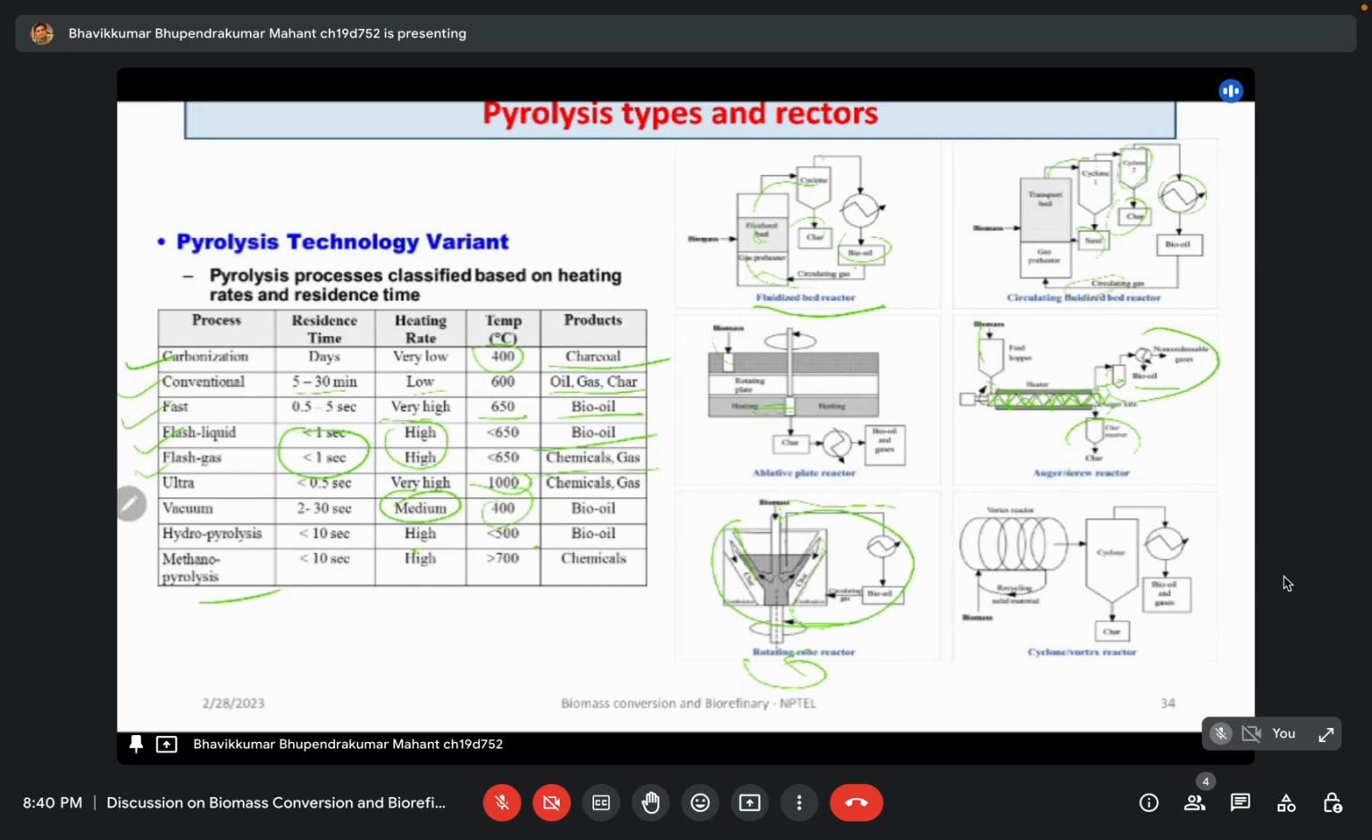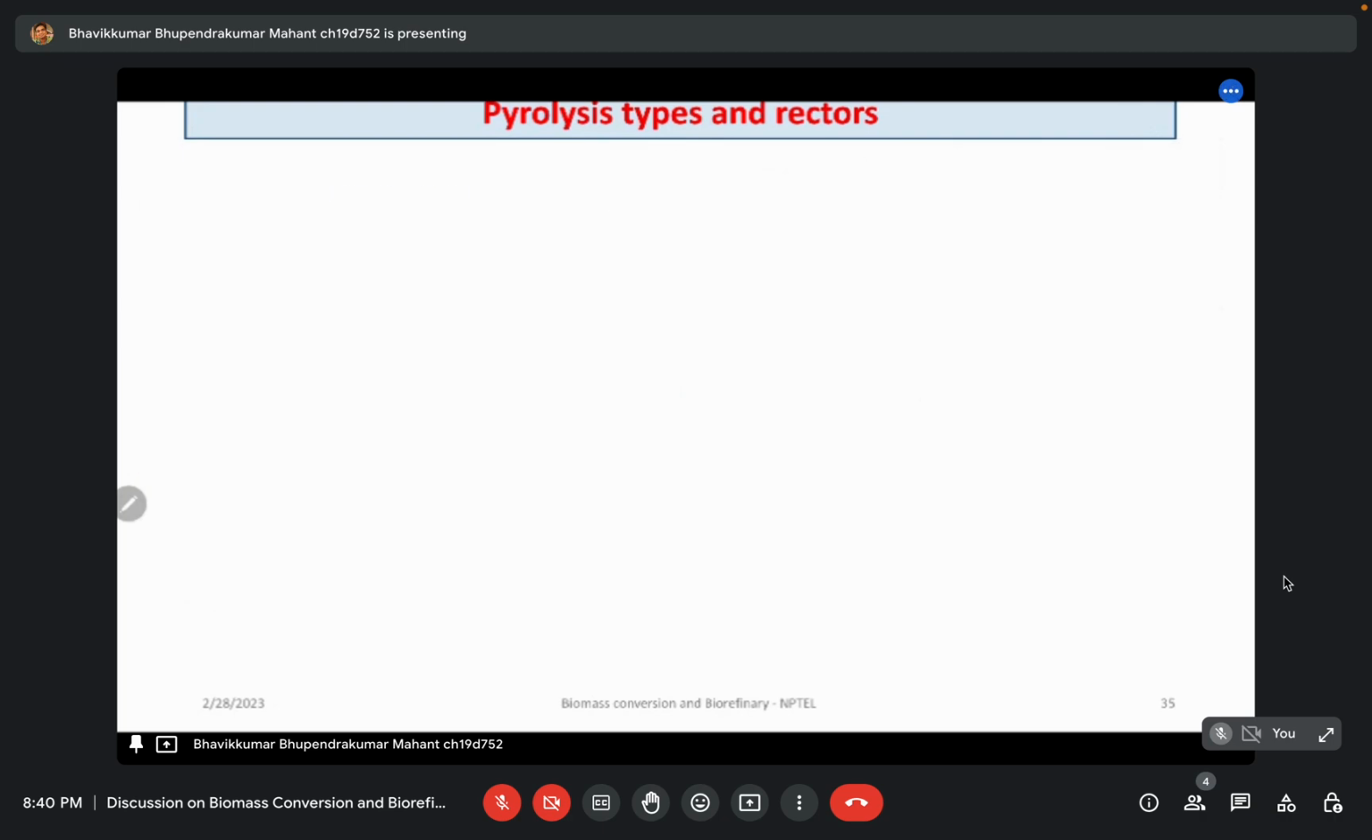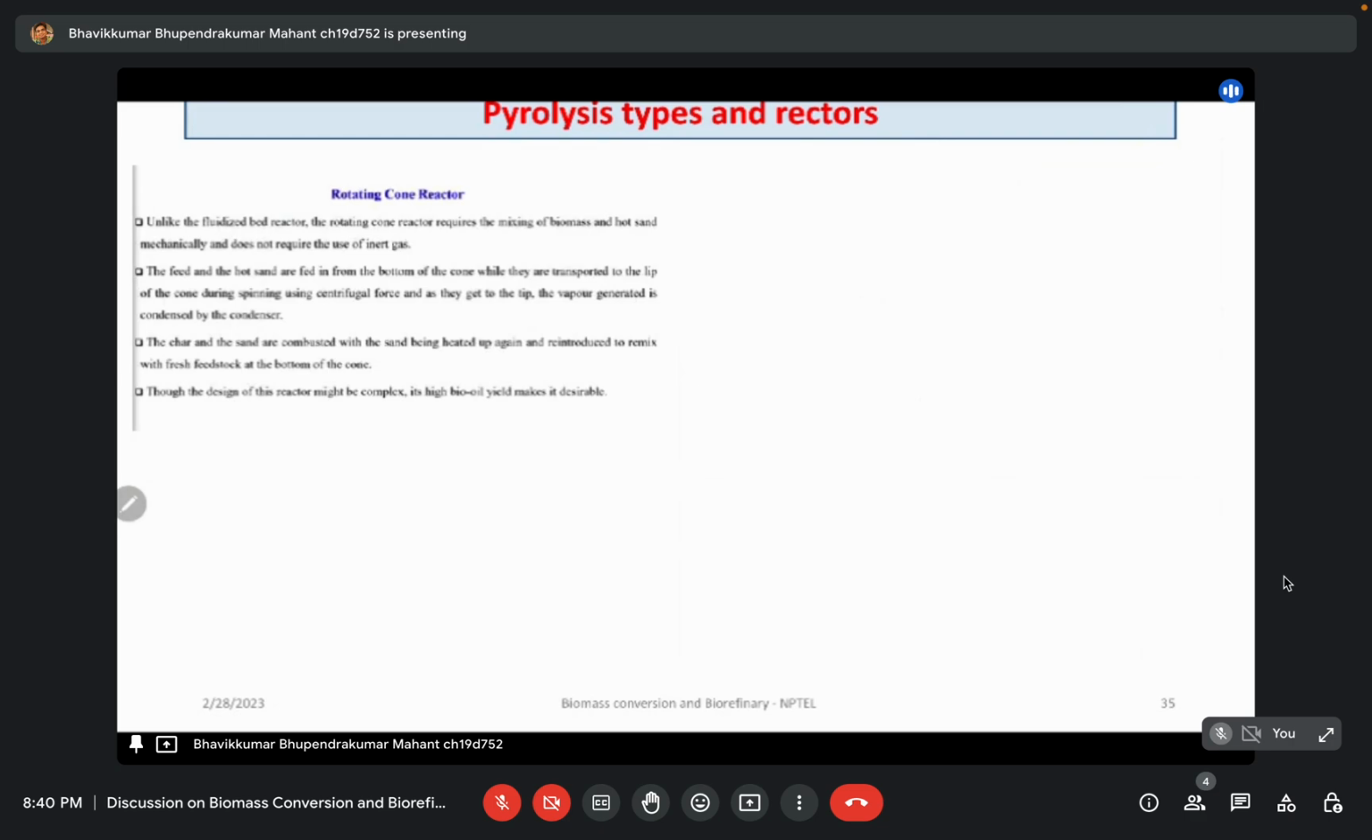Whatever the gas material is there, you can condense it out into the bio-oil as a liquid, and the rest is the non-condensable gas. And this is a vortex or cyclone. The same kind of thing is there. It is going to the cyclone. Now only 2-3 slides are remaining, and then we will close today's discussion.